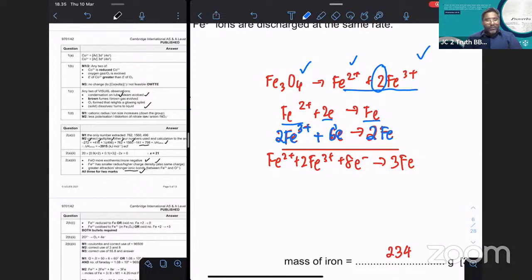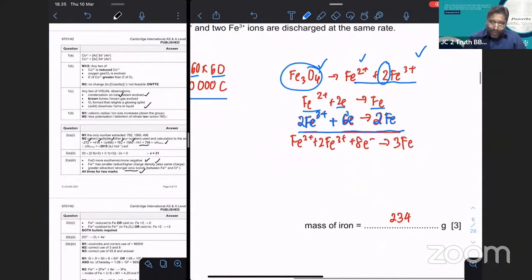So if you put them together, in this particular molecule, if the cations are discharged, you are going to get Fe2+ and 2 Fe3+. For this one and this one, you are not working into eliminating the electrons. Do remember that. So 2 plus 6 is 8, and then you are going to get 3 moles of Fe.